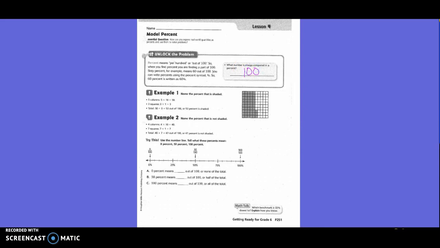Name the percent that is shaded. So there's 5 columns and then there's 3 squares of the next column. So there's 50 plus 3, which equals 53 out of 100, or 53% is shaded.